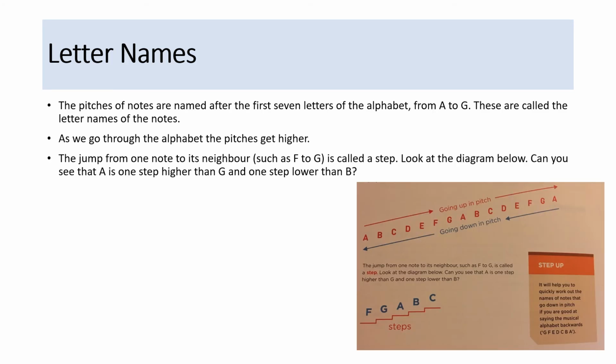Each note has a name, and the name is a letter name. So it will be A, B, C, D, E, F, or G. In music, we don't have an H, so it starts at A, B, C, D, E, F, G, and then it goes to another A.